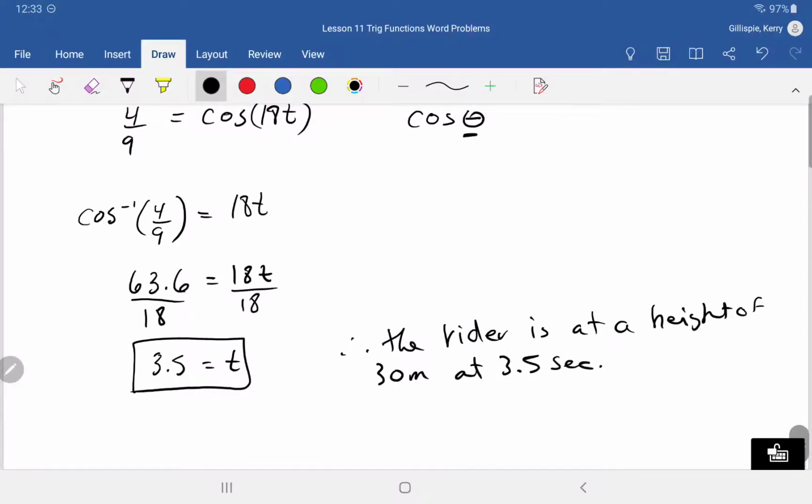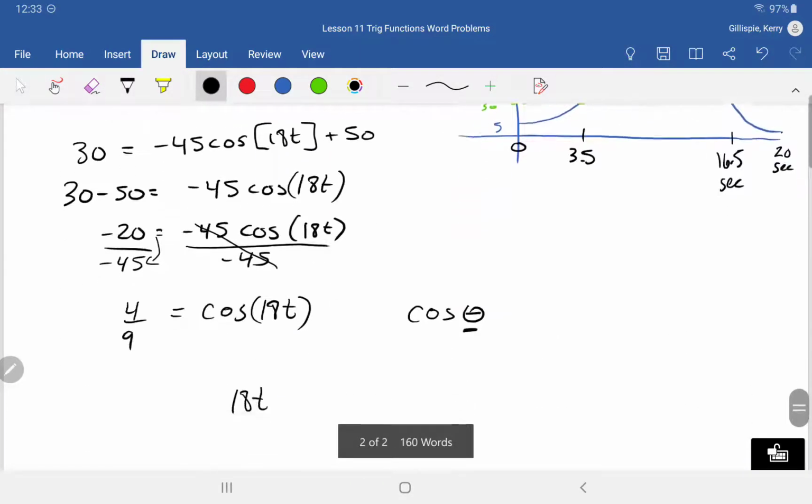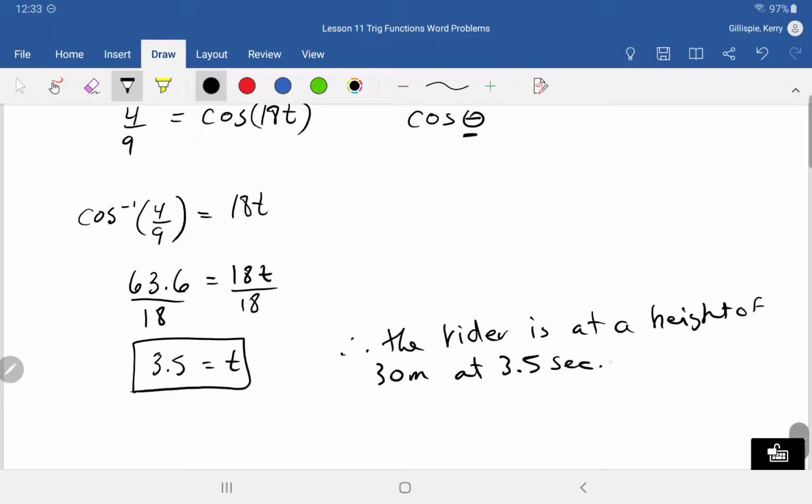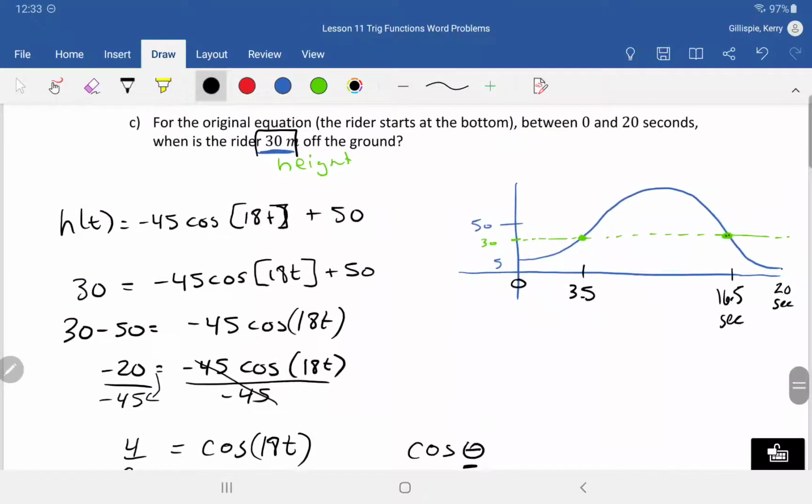So the rider's at a height of 30 meters at 3.5 seconds. Sorry, it keeps jumping on me. And at 16.5 seconds. Those are the two times where the rider hits a height of 30. And that was just completely from symmetry, knowing if you have to go over 3.5 seconds from 0, then you have to go back 3.5 seconds from 20, because 20 was when the rider was back on the low point.